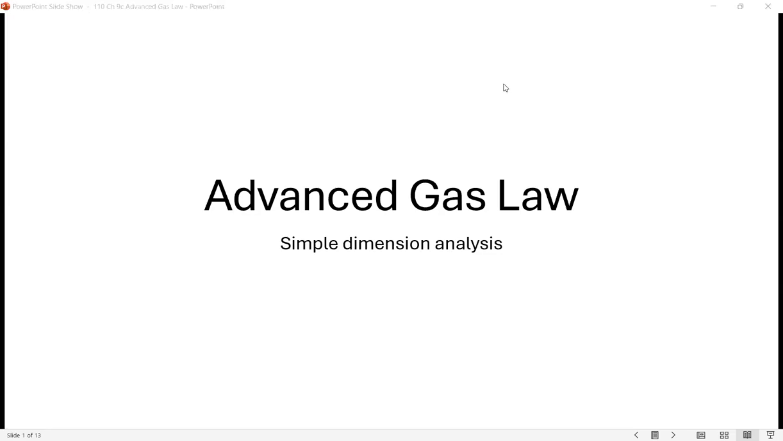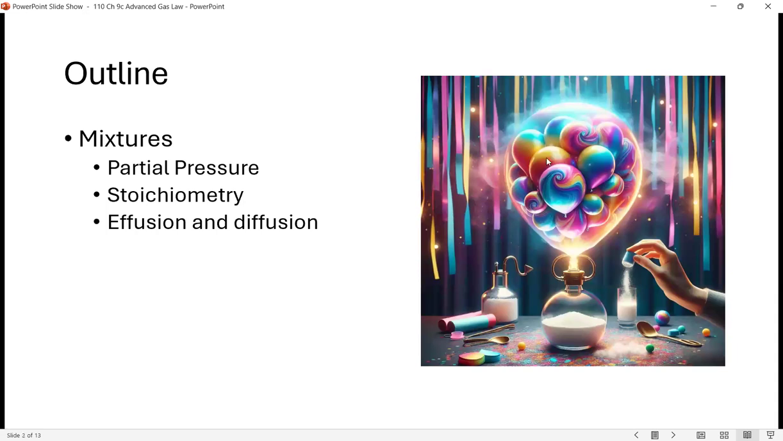Okay, on to advanced gas laws. So there's a bunch of problems thrown into this section here, and hopefully, being at the end of the semester, everything comes together and it's straightforward for you. So first, we're going to look at partial pressure.